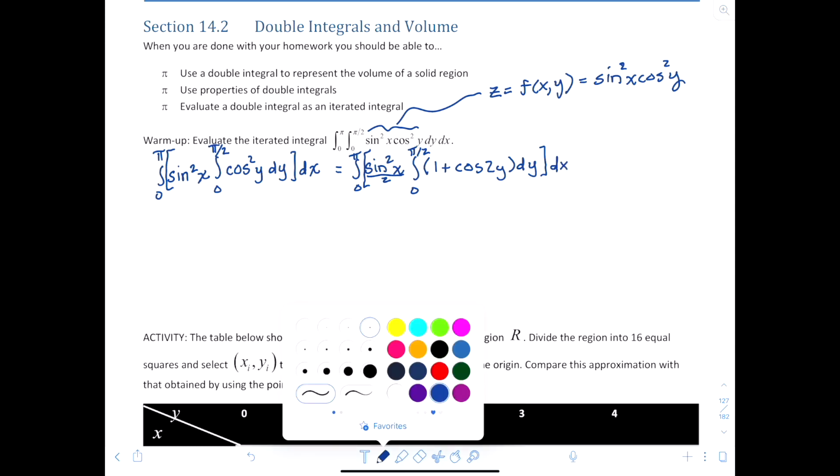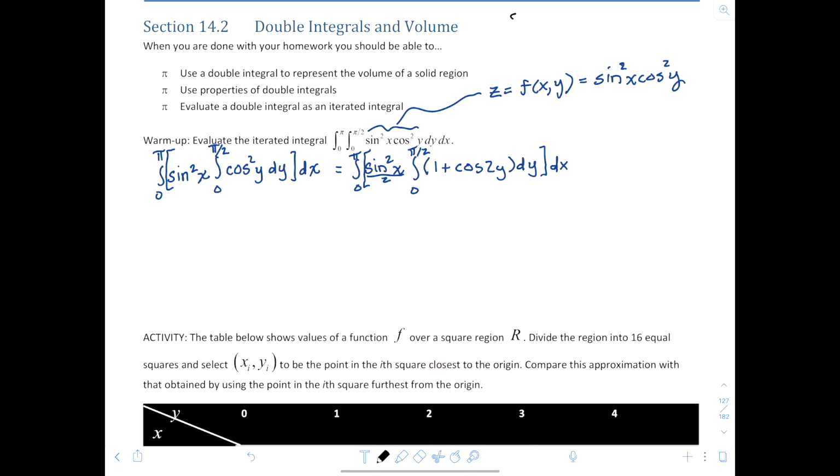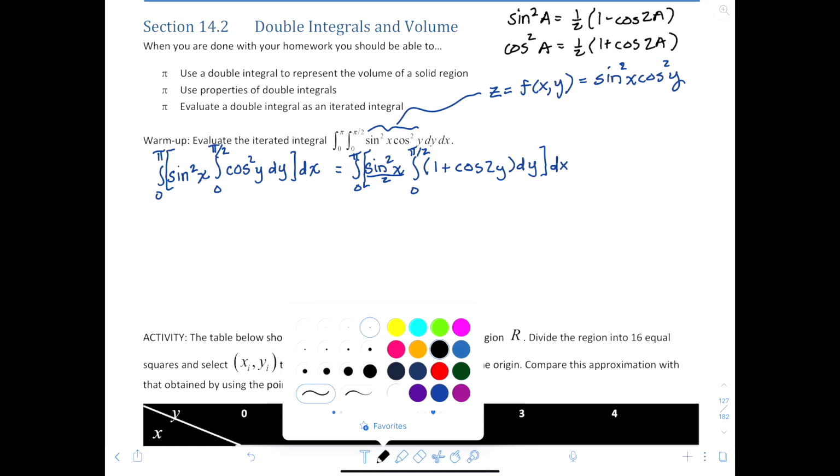So for those of you that forgot, recall that sine squared at some a is equal to 1/2 times 1 minus cosine at 2a, and cosine squared at some angle a is 1/2 times 1 plus cosine at 2a. So that second one is the trig identity that I used for this inner integral.